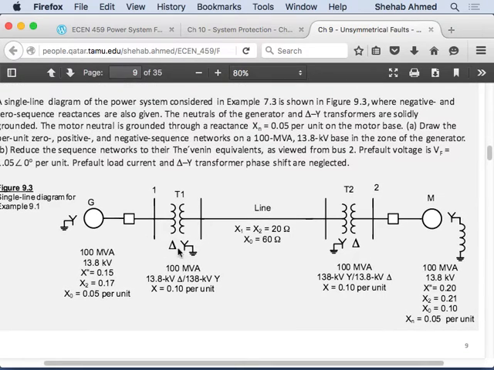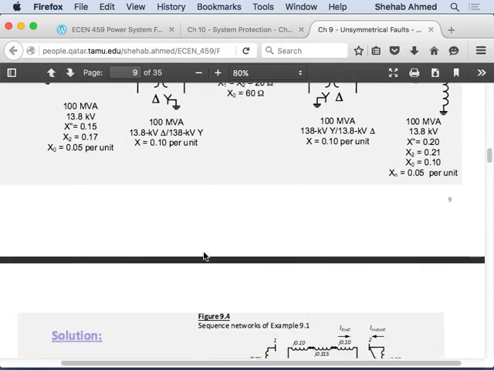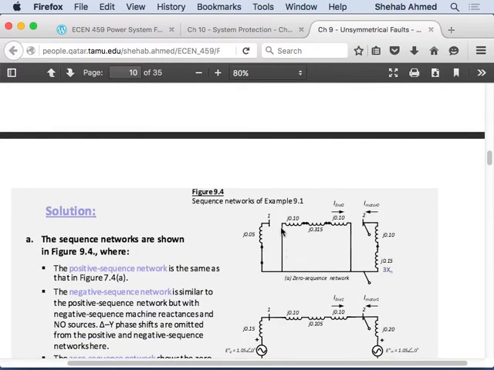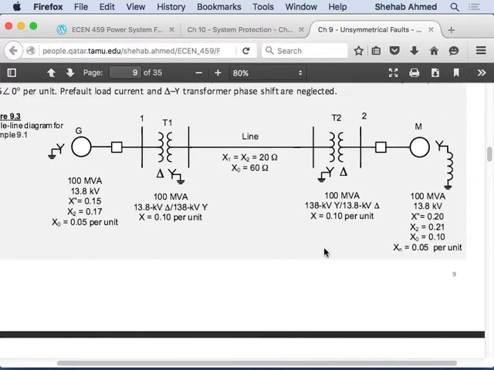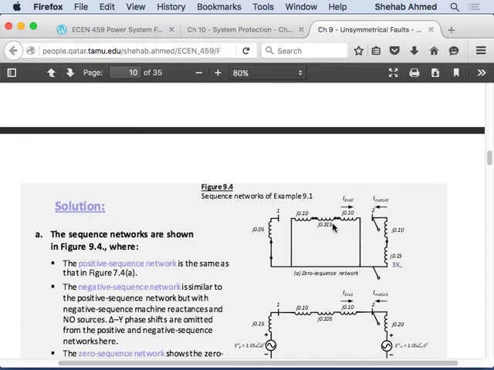And this was a delta-star transformer. On the delta side, there will be no zero sequence current flowing, so it's an open circuit. On the star side, the star has a bolted connection to ground, so there will be a short circuit here. You go back to the representation of the transformer. Then there is the transformer impedance and the transmission line impedance.